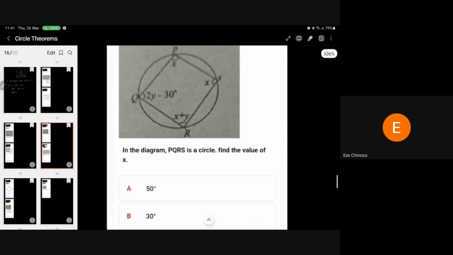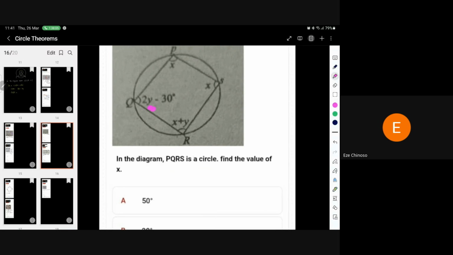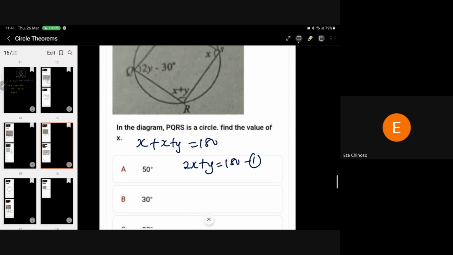Now this one is simple, right? So what are they asking you for? Just know that this is x plus y and x. These two are going to sum up to 180, right? So let's do it. X plus y is equal to 180. So that means that 2x plus y is equal to 180. That's equation 1. Now, what is equation 2?